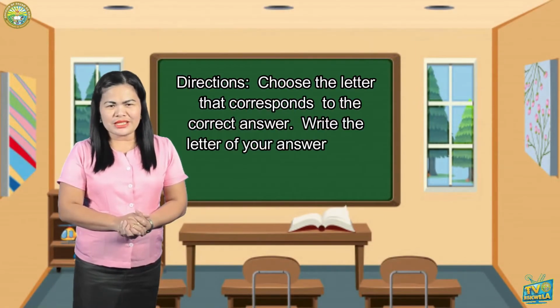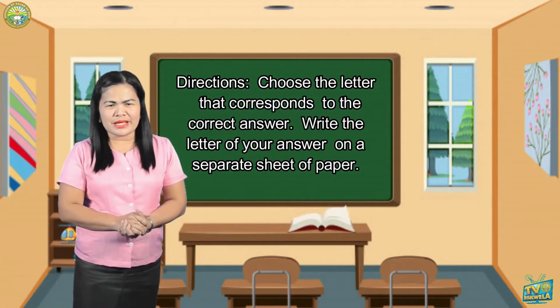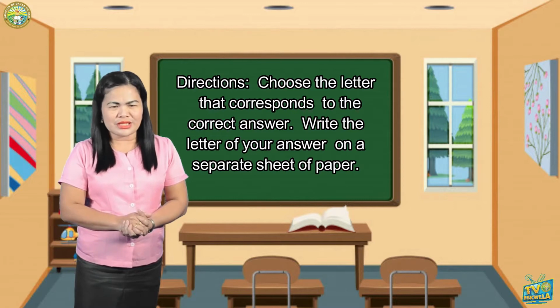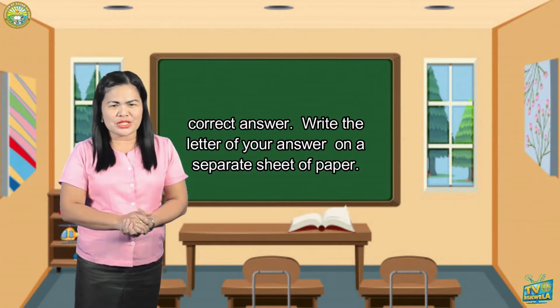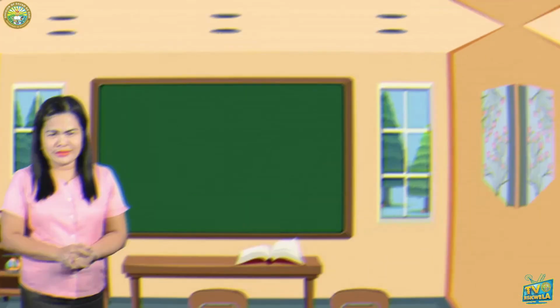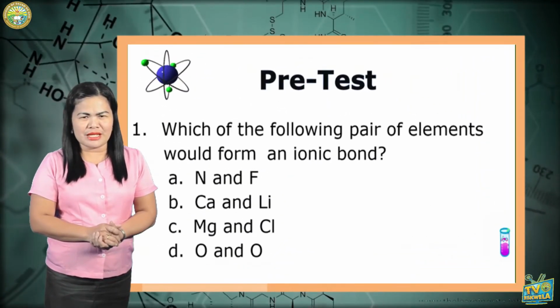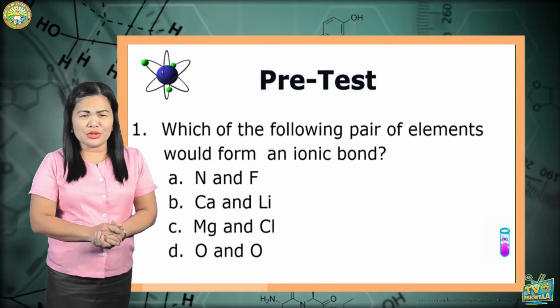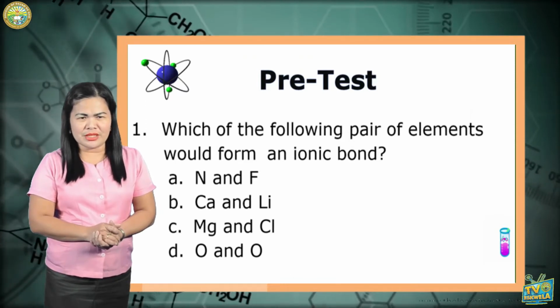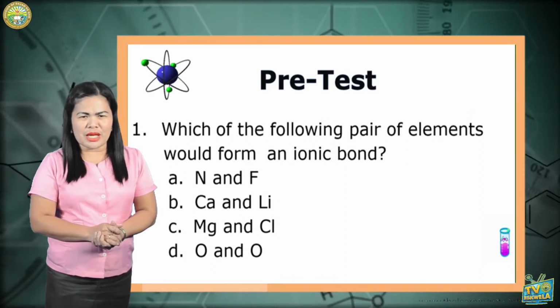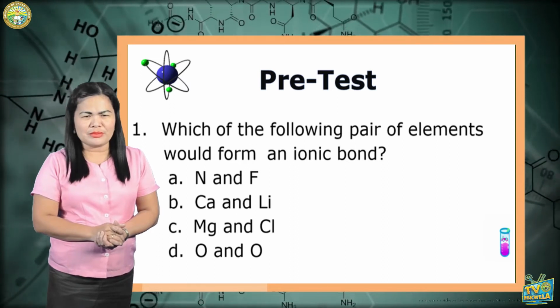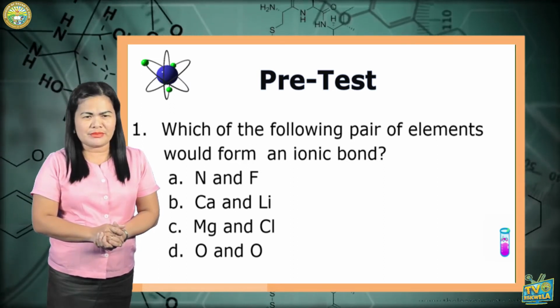Directions. Choose the letter that corresponds to the correct answer. Write the letter of your answer on a separate sheet of paper. Number 1. Which of the following pair of elements would form an ionic bond?